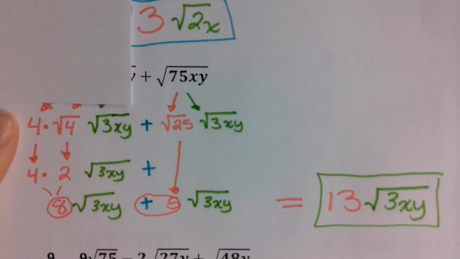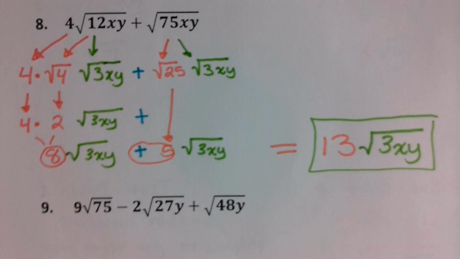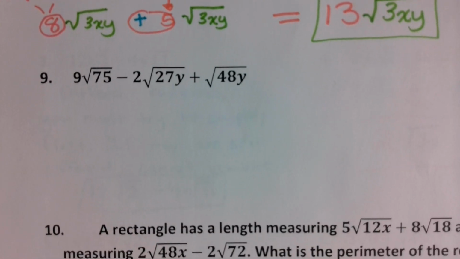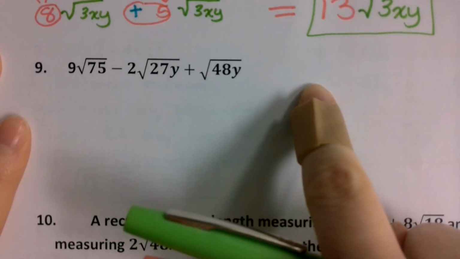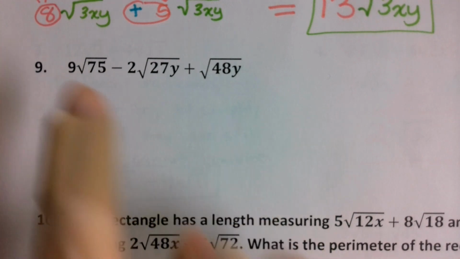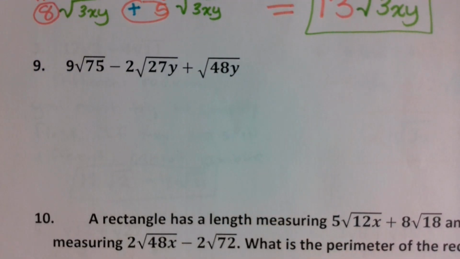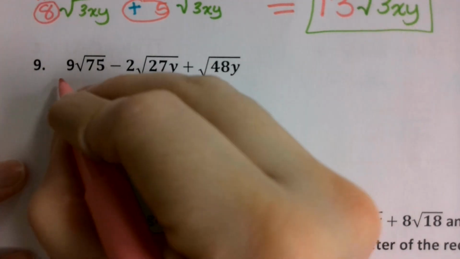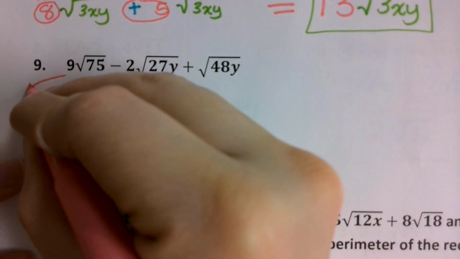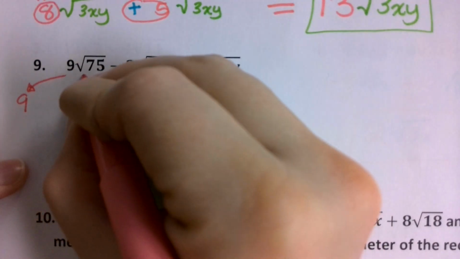All right, let's take a look at problem number 9. Again, don't look at it as an entire problem. Just look at it as little pieces at a time. Let's just focus on 9 square root of 75. That 9 is going to come out into the front because it's already simplified. The square root of 75.